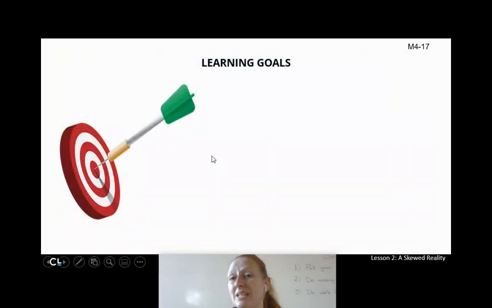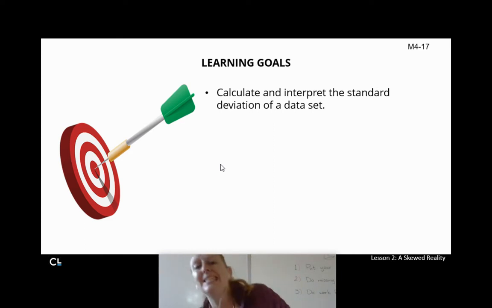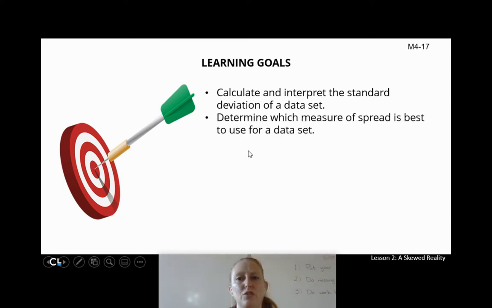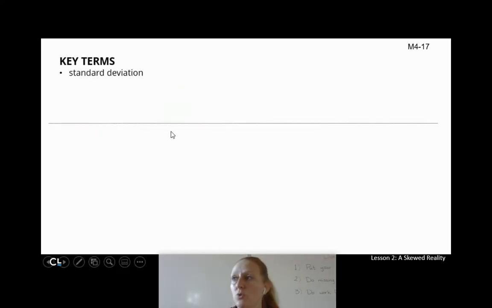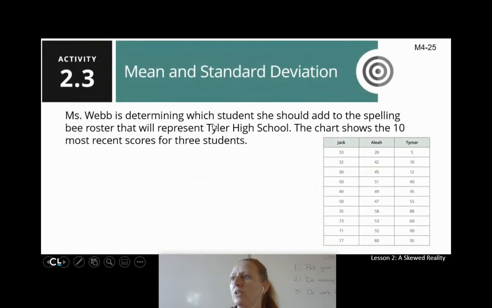So today we're going to dig a little bit more into that mean. And we're going to calculate and interpret the standard deviation of a data set. There is a way to actually calculate that. It's just another measure of spread. And we're going to determine which measure of spread is best to use for a data set. So of course, our key term today is standard deviation. So we're just digging a little deeper into that measure of spread on our graphs.